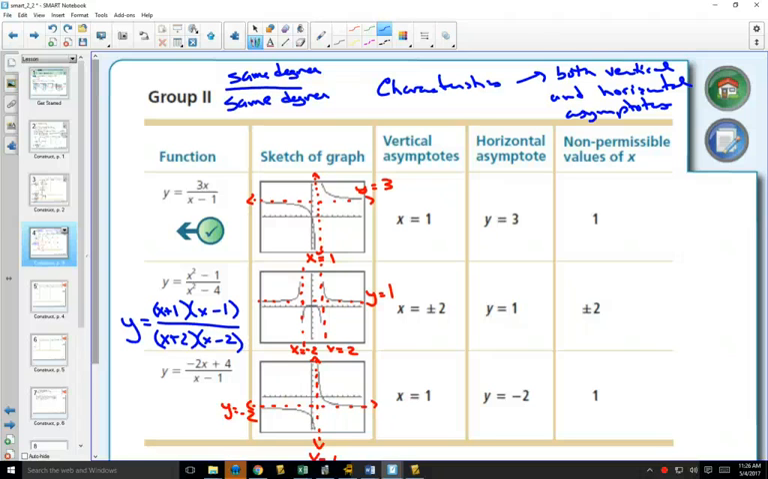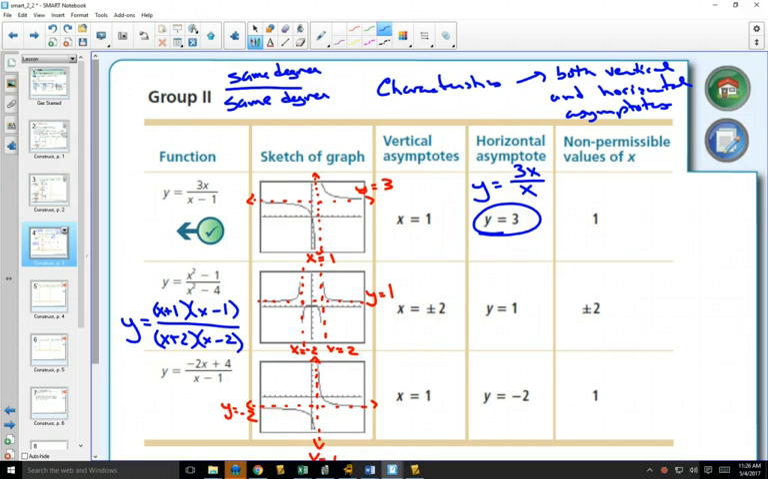How do we find our horizontal asymptotes? Our horizontal asymptotes can be found by just looking at your highest degree or your highest power. In the first one, it's a line divided by a line. The highest power is an x to the 1. If you just look at the x's and ignore everything else, can you see that you would get 3 x's on the top and 1 x on the bottom? If you have 3 x's on the top and 1 x on the bottom and you simplify that, you just get y equals 3.